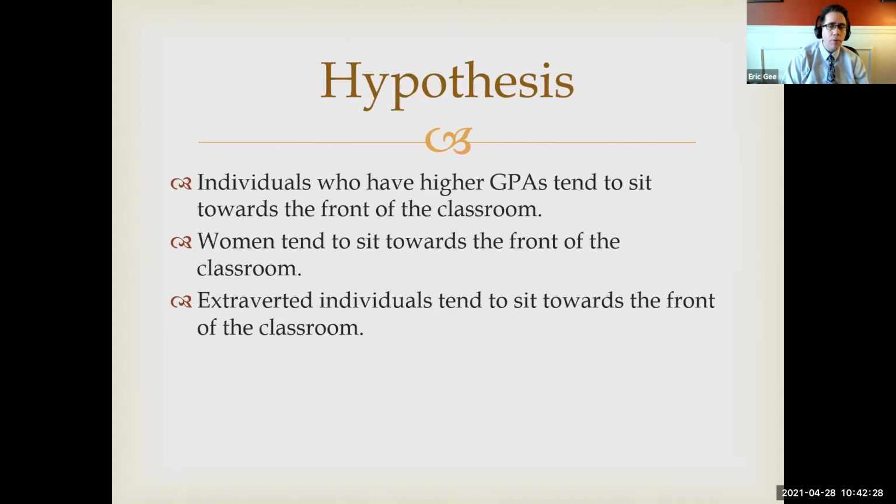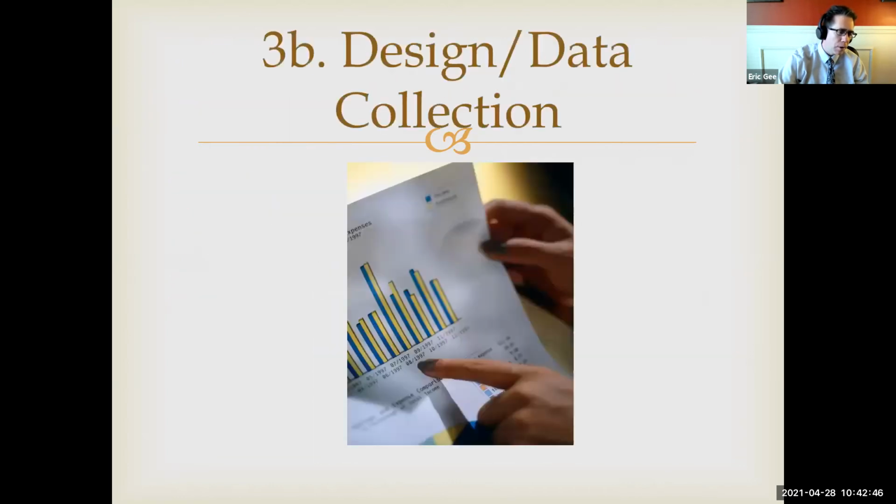The last one is probably the one that has the best support. Extroverted individuals tend to sit towards the front of the classroom. And when we look at that, the analysis tells us that, yeah, I'm going to cut myself some slack. I'm going to say this hypothesis actually did tend to hold true. But let's look at the data again. Let me make sure I'm going in the right direction.